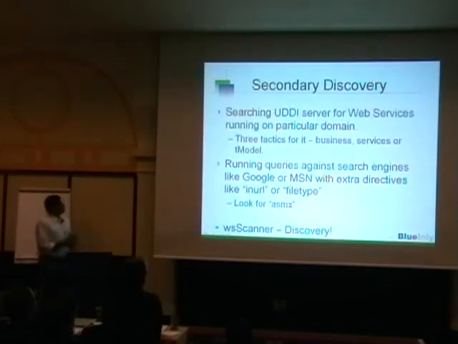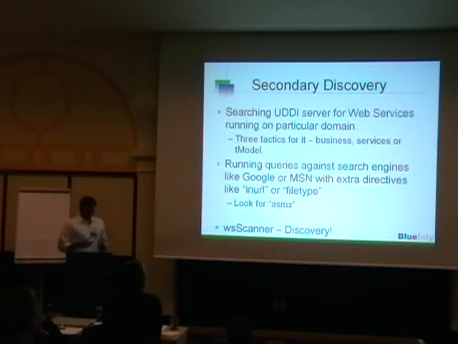Moving to secondary discovery, what you have is searching UDDI, which we have already covered, where you can search UDDI with a business, services and key model. This is like a complex structure for it. You can also run queries against search engines like Google and MSN, using inurl and filetype to look for ASMX.